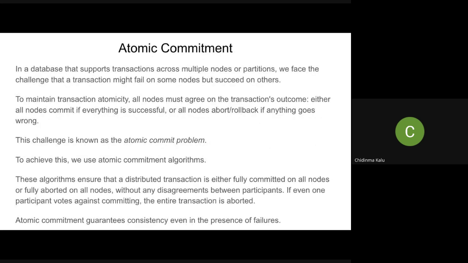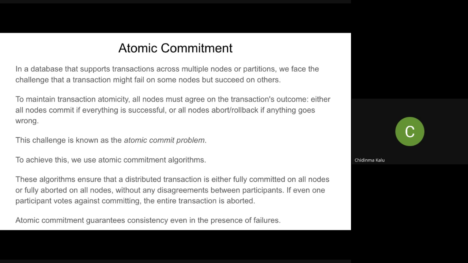Now, what is atomic commitment? In a database that supports transactions across multiple nodes or partitions, we face the challenge that the transaction might fail on some nodes but succeed on others.